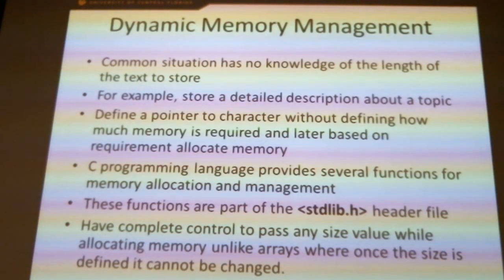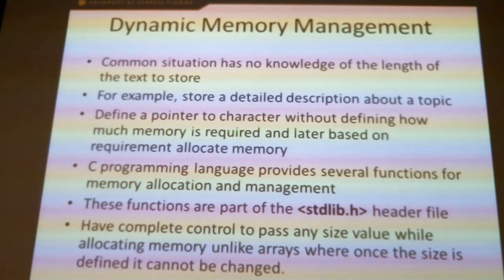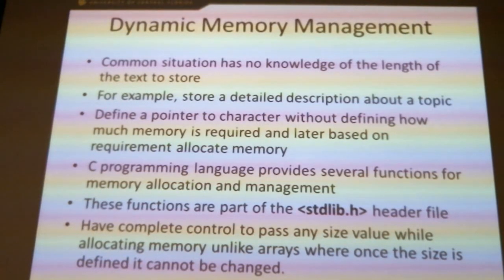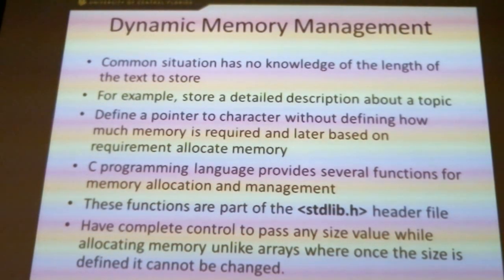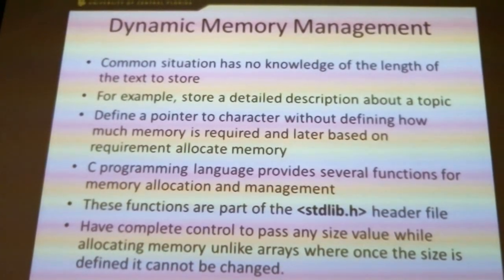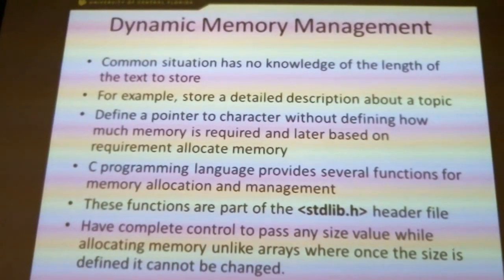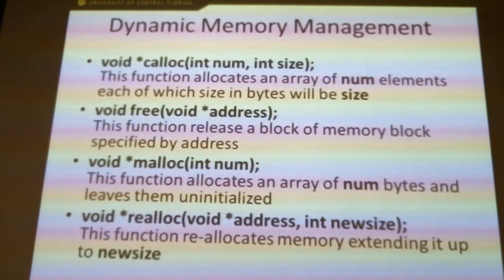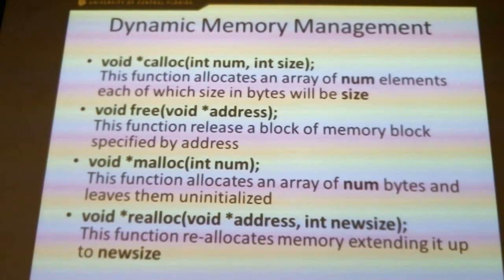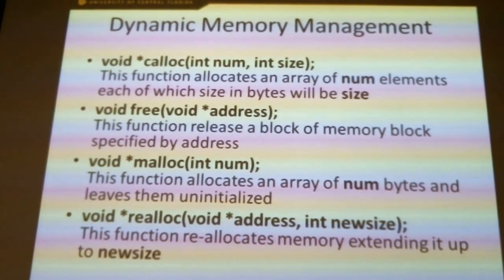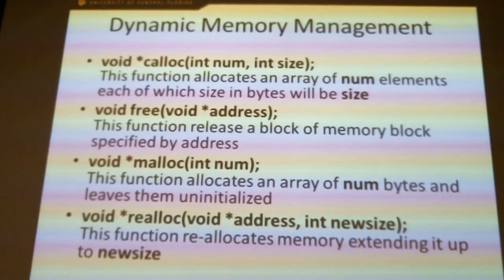In the C programming language, they give us functions for that. There are 4 functions that help us deal with dynamic memory allocation, and they're part of your stdlib header file. This gives you control over the size of your data whenever you're using it. The first one is calloc. This is just in alphabetical order. That's the rhyme and reason, okay?